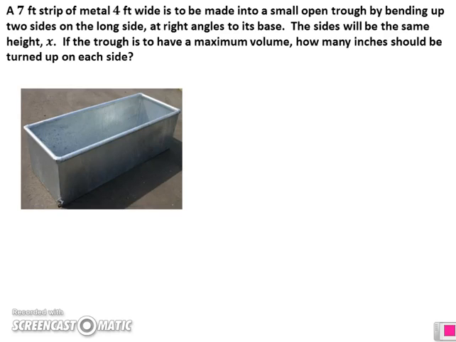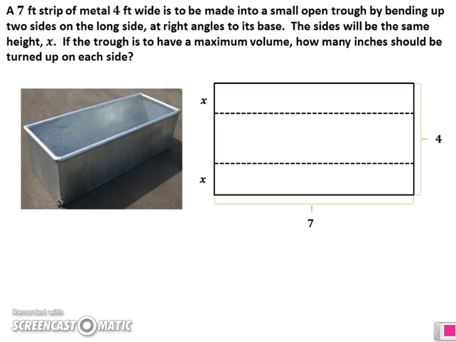Okay, let's deal with this. First of all, that's what a trough looks like. And we don't have these pieces. We have this situation. We have a piece of metal, 7 feet this way, 4 feet this way, and we're going to fold 2 sides up. We don't know the distance yet, but we know that this section and this section are going to come up like 3D towards you and make a right angle right there.